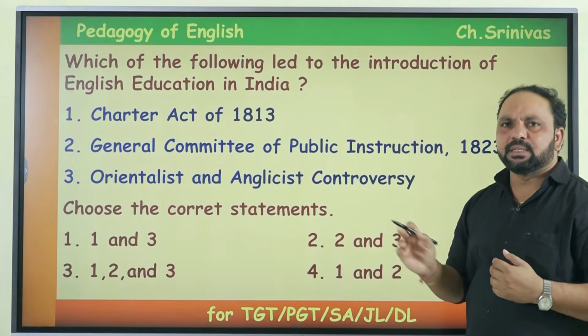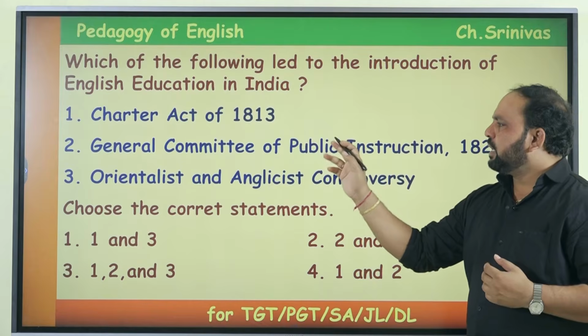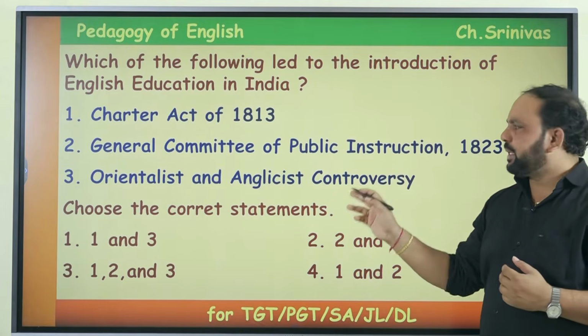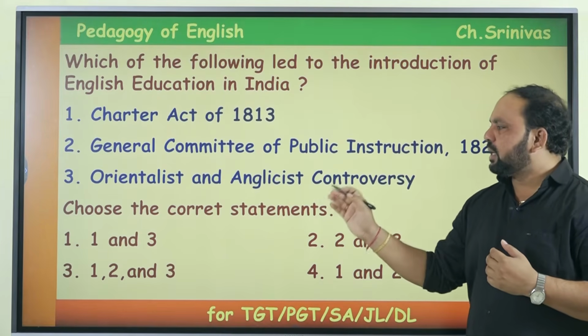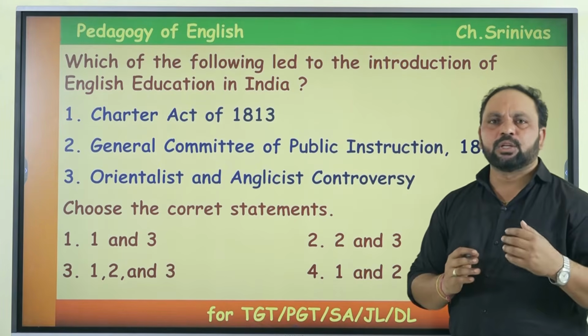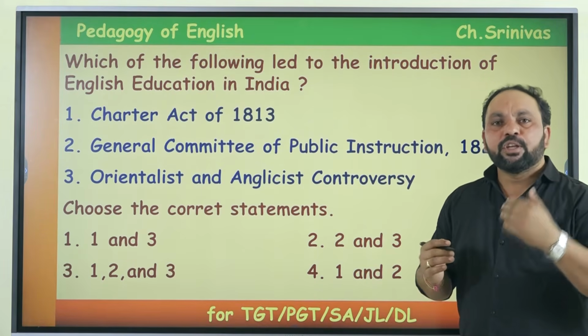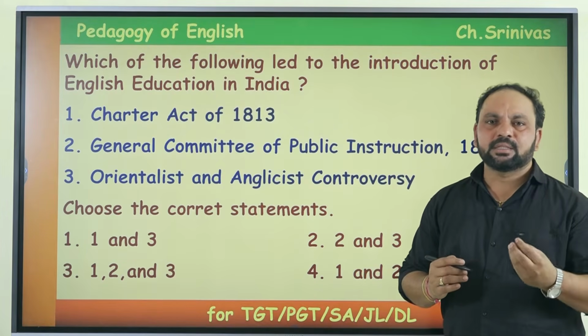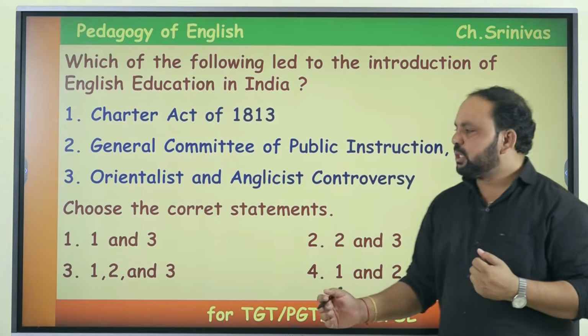Charter Act of 1813 led to the introduction of English education. Second one, GCPI, General Committee of Public Instruction, 1823. And third one is Orientalist and Anglicist controversy led to the introduction of English education in India. So in these 3, which do you think are the right things that led to the introduction of English language in India? Look at the options here.